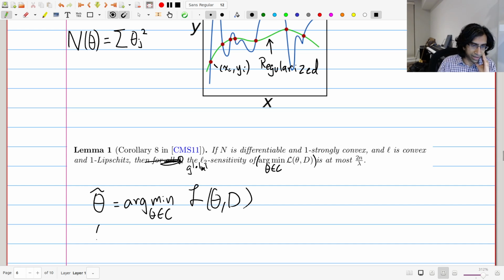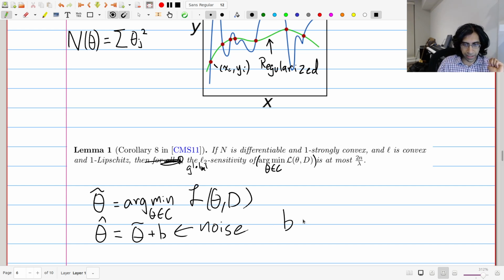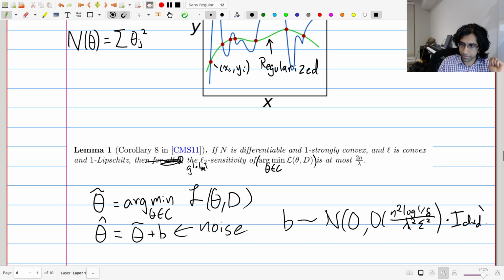So then we can output theta hat equals theta tilde plus B, where B is some noise. For example, you could choose B distributed as N(0, O(n squared log 1 over delta over lambda squared epsilon squared) times I_d by d). And this would imply epsilon delta DP, which we've seen so many times before.